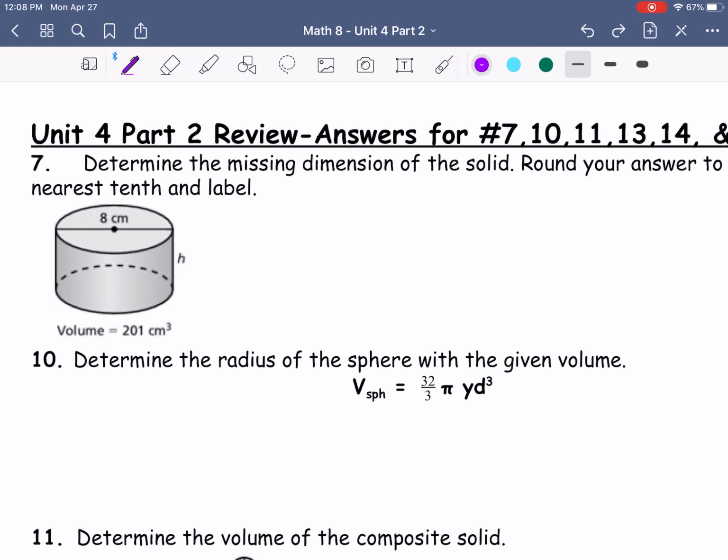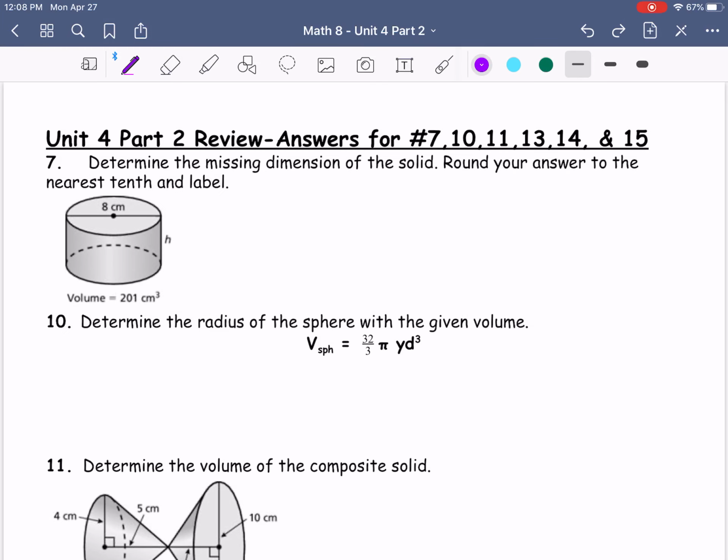Okay, so to get started, we'll look at number 7. We are determining the missing dimension of the solid, and we're rounding our answer to the nearest tenth, and we can't forget to label. So we have a cylinder, and we know that the volume of a cylinder is pi times the radius squared times the height. And we're given the volume, and we're given the diameter, but we can use that because if the diameter is 8 centimeters, the radius is half the diameter, so that means our radius is 4 centimeters.